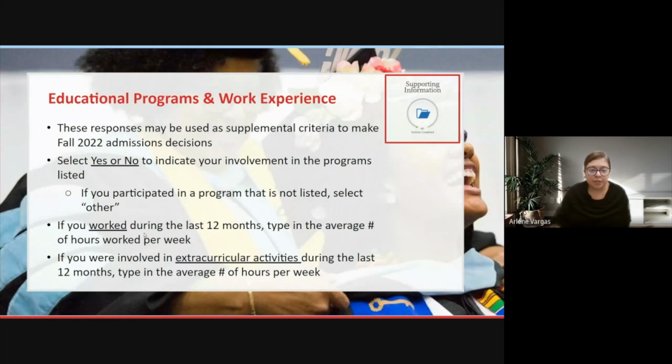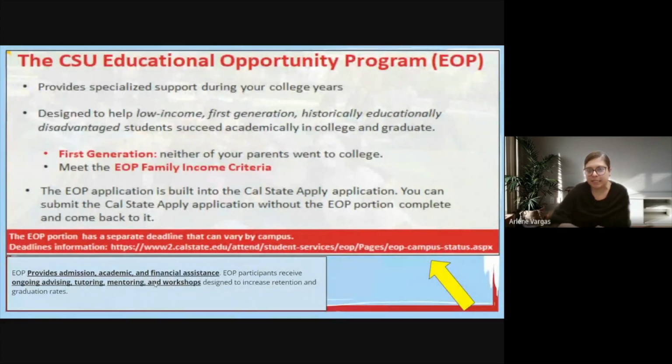If you worked during the past 12 months, go ahead and type in the average number of hours that you worked per week, okay? So it doesn't have to be exact. Go ahead and enter the average number of hours. And that also goes for any extracurricular activities that you participated in during the last 12 months. So you're going to go ahead and type in the average number of hours per week, okay? So it'll require a little bit of math, but again, it doesn't have to be 100% exact.